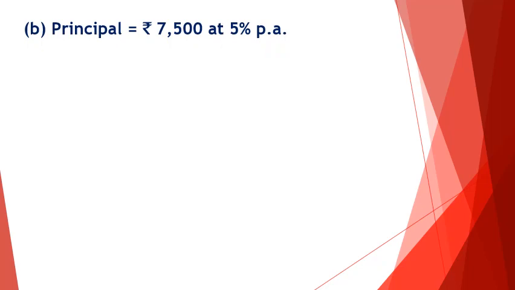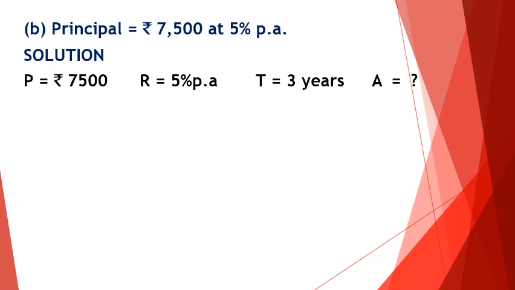Now we move to the second question. Principal is given rupees 7500 at 5% per annum. We have to find the amount to be paid after 3 years. So what is given in the question, we have to write first. So principal equal to rupees 7500. Rate of interest R equal to 5% per annum. Time period T equal to 3 years. Amount we have to find out. Amount means principal plus I. For that, first we have to find simple interest.